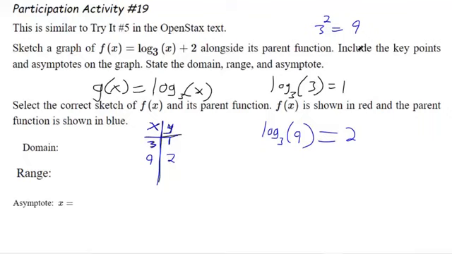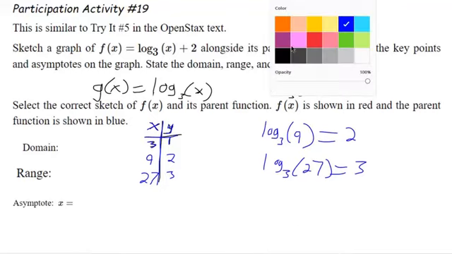We can do another one. 3 to the third would be 27. So 27 is another good one to plug in. Log base 3 of 27 says, what power do you raise 3 to, to make it equal 27? The answer is 3. 3 to the third makes 27. So that's our graph.